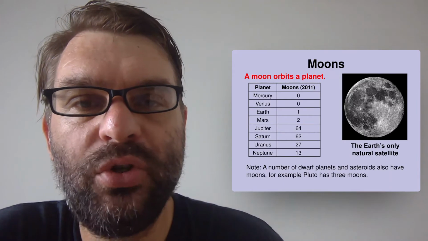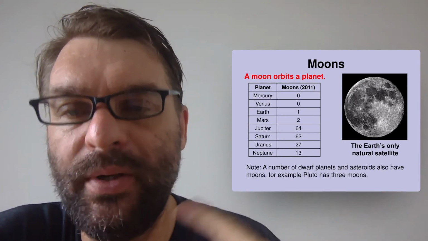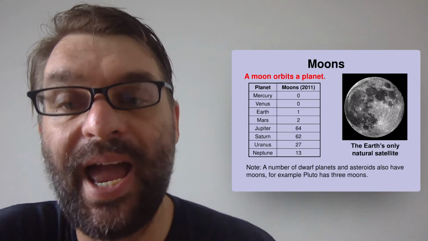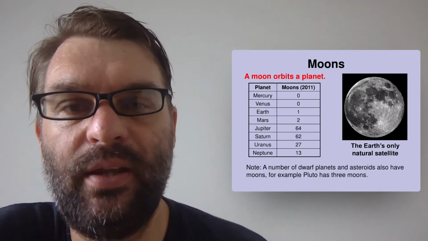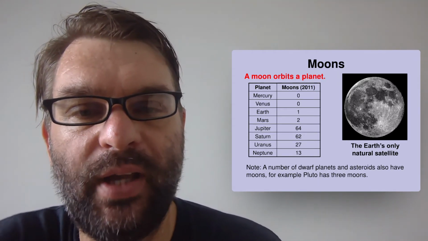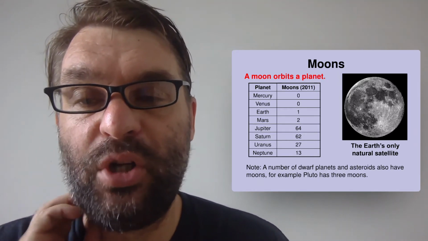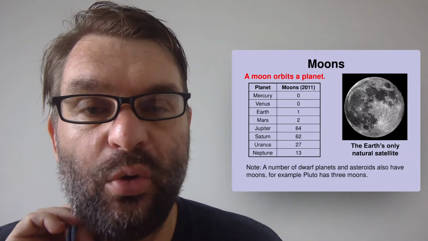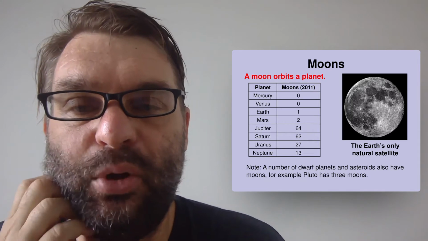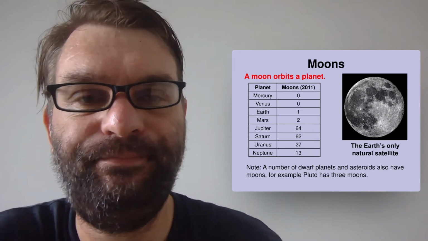Okay, and then there's moons. A moon orbits the planet. Our moon, very creatively named, the Moon, orbits our planet, the Earth, and there is a table of the number of moons. As we saw with Pluto, Pluto has its own moon called Charon. So dwarf planets and asteroids also have moons. And as I said, Pluto has 3 moons.